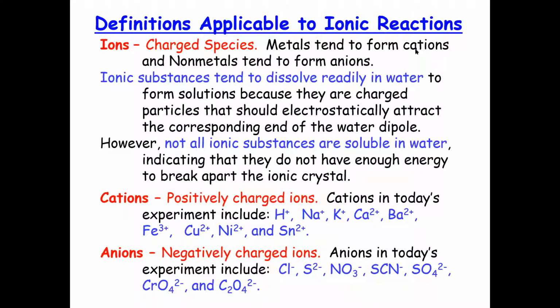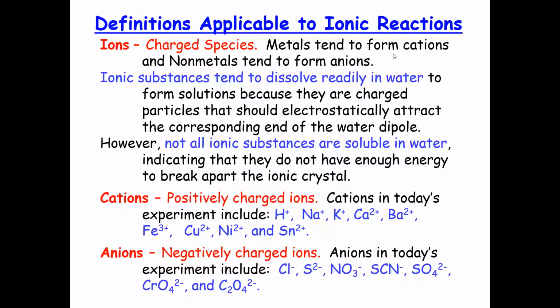Cations are positively charged and the anions are negatively charged. So the metals, because they have either one, two, or three valence electrons in their outermost shell, can easily lose those electrons to form a positive ion, and the positive ions are known as the cations. So metals tend to form cations, and non-metals tend to form anions.